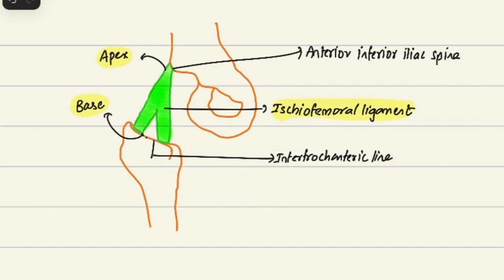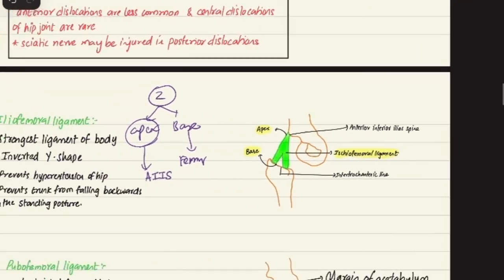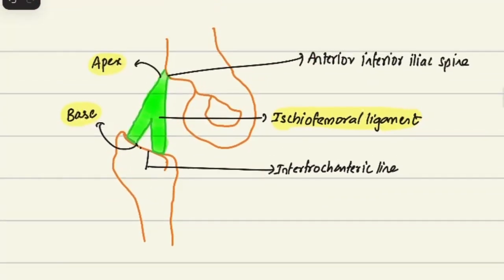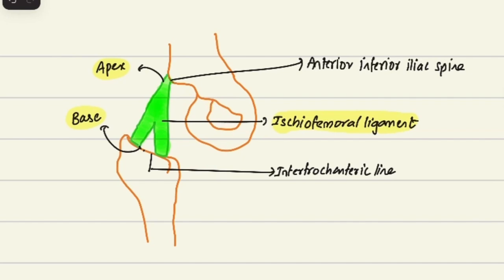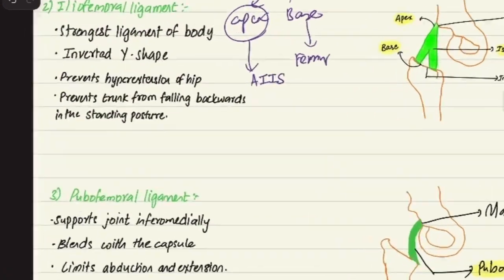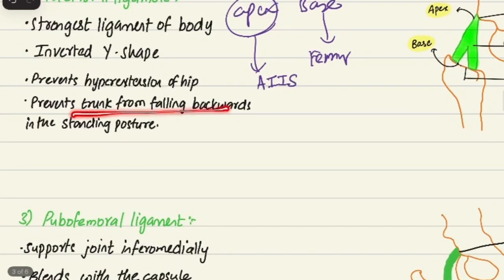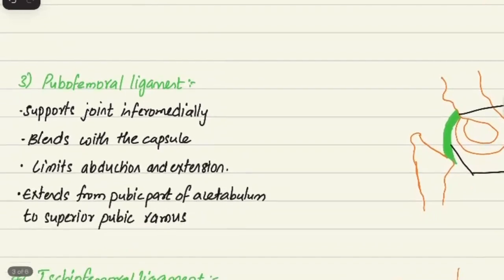So diagrams are mandatory, guys. In anatomy, draw diagrams like this only. You don't need to be perfect. You have to show the orientation. Examiners expect orientation, not perfection. Next, this iliofemoral ligament prevents the hyperextension of hip and prevents the trunk from falling backwards in the standing posture.